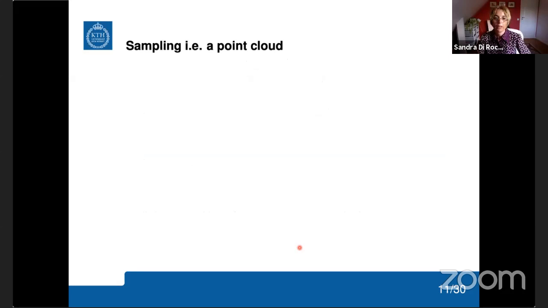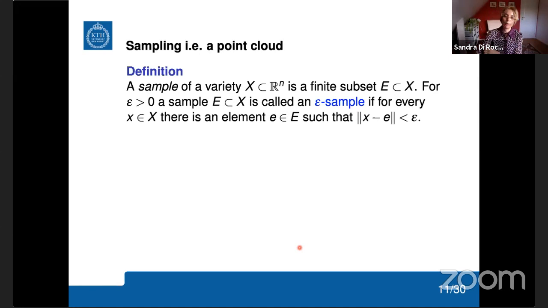Okay, now let's go back to sampling. So I hope I convinced you that we do have to solve polynomial systems. And we are, in fact, in order to present a solution, we need to choose points. So we need to have a sampling. So let me define what we mean by sampling in a more mathematical way. We start with a variety in R^n, and a sampling is just a finite number of points on the variety, which I will typically call E.